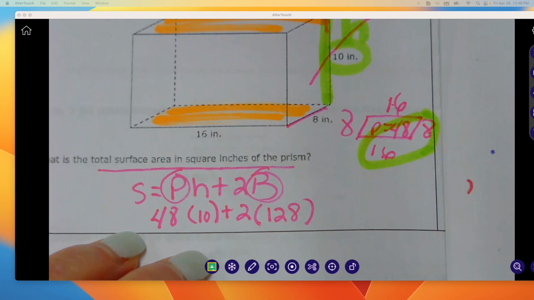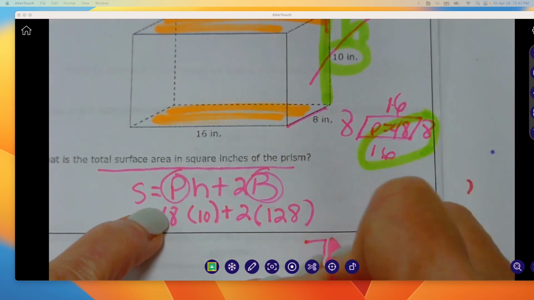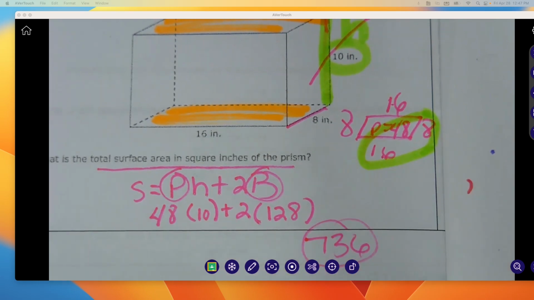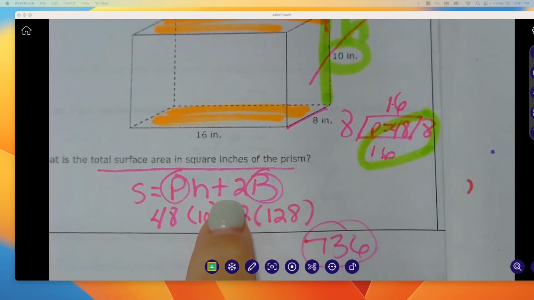Now I'm going to put this straight into Desmos. Okay, so I'm going to put in 48 times 10 plus 2 times 128. Okay, so I get 736.